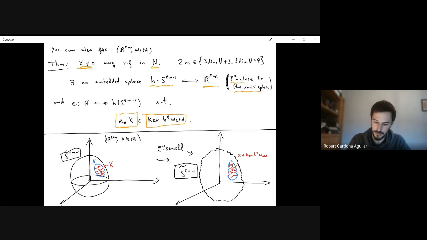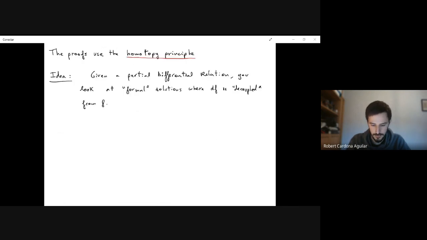Okay. So you might notice, but I think this can be improved. But as it is proved right now, I had to add 2 dimensions here. So now it's 3 times plus 3 instead of 3 times plus 1 as before. So the proofs use the so-called homotopy principle or H principle.